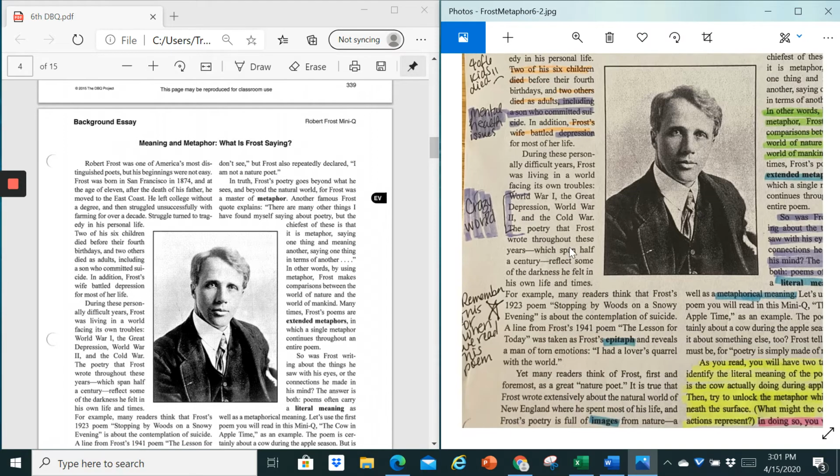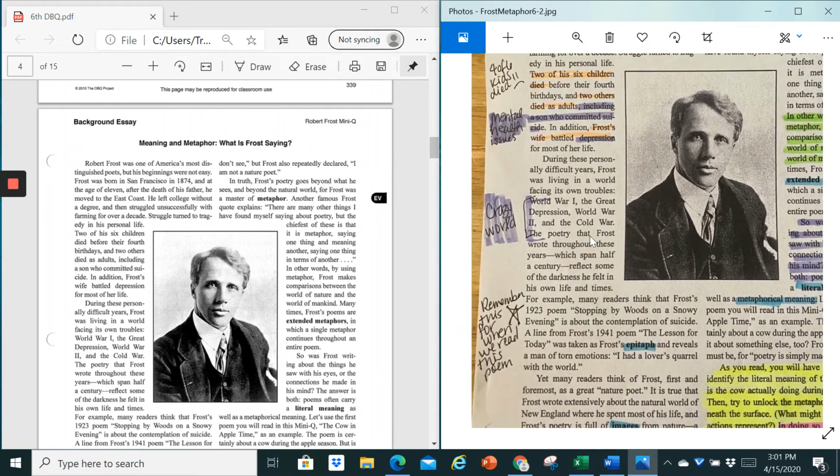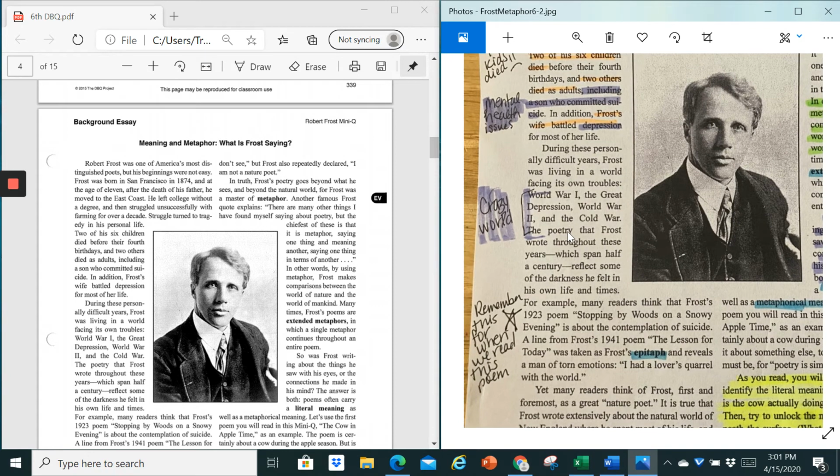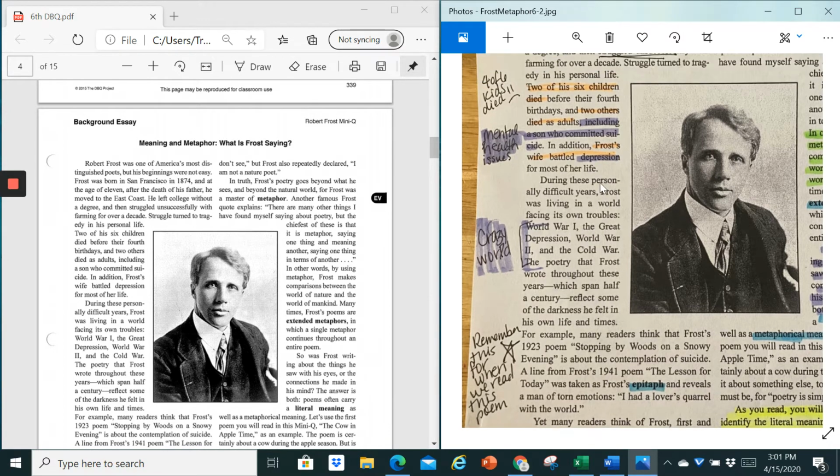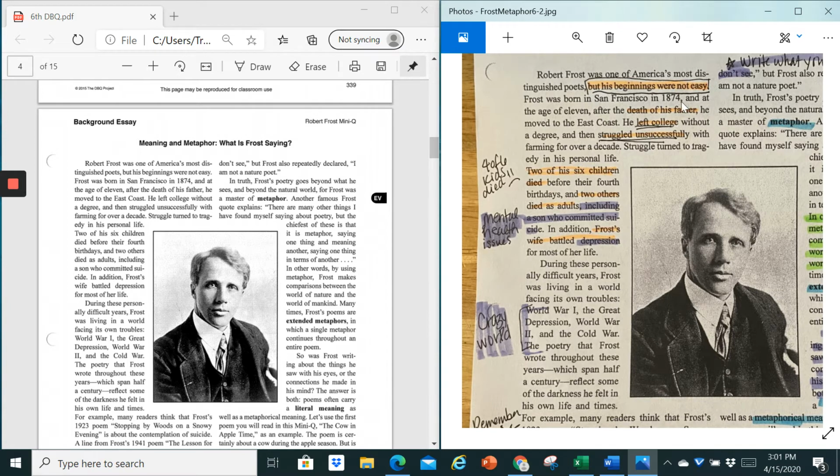Another thing that we have in common with him is if you look in the second paragraph, it talks about Frost living in a world facing its own troubles. There was World War I, the Great Depression, World War II, and the Cold War. If you look, he was born in 1874. So when World War I started, he was in his 40s.